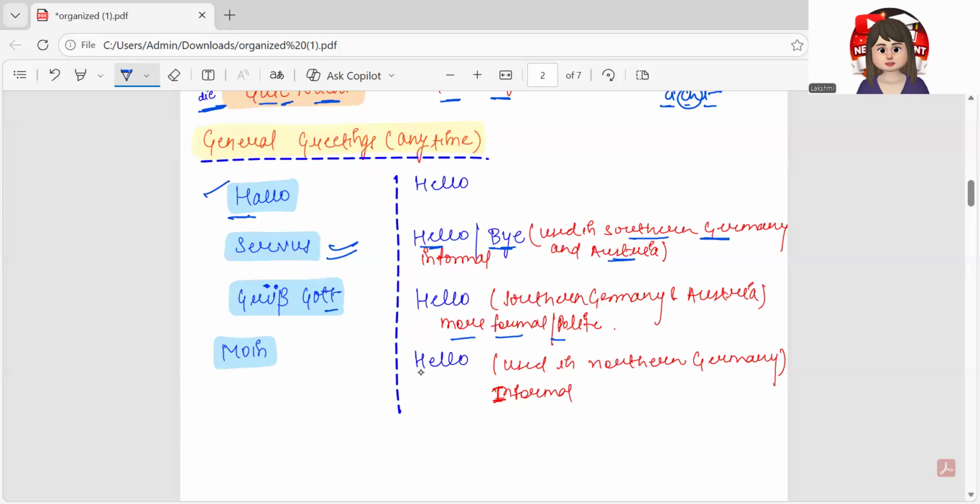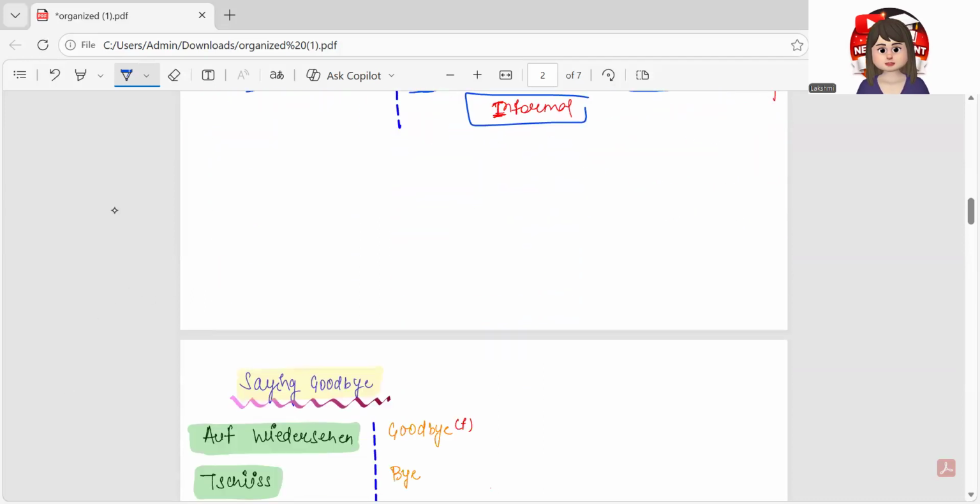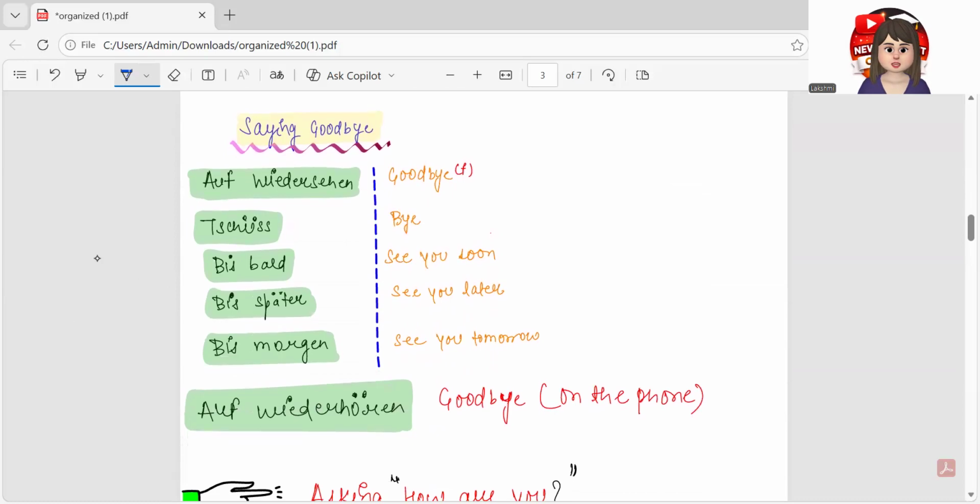Next one, another way of saying hello, is Moin. Moin is used in northern Germany, and it is an informal one. So now you know many ways to say hello. You can use hallo, servus, Grüß Gott, Moin. Now let's move forward. The next thing is saying goodbye.